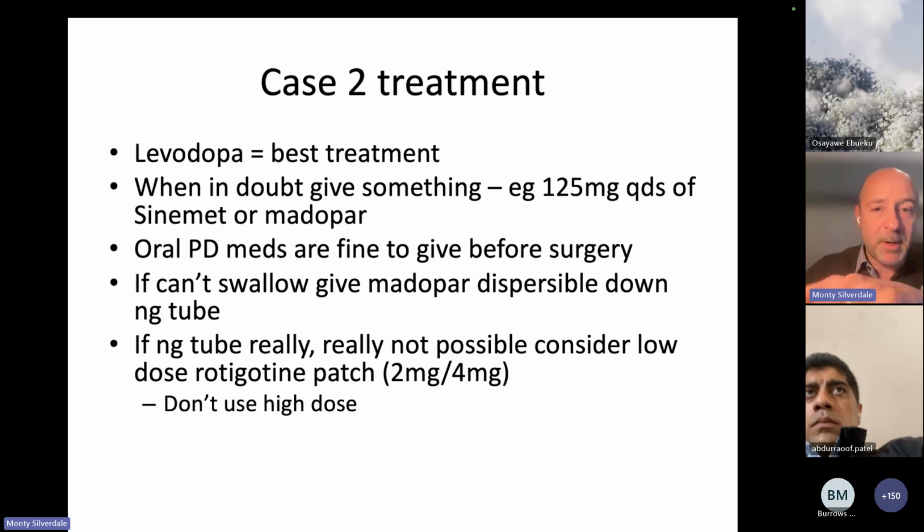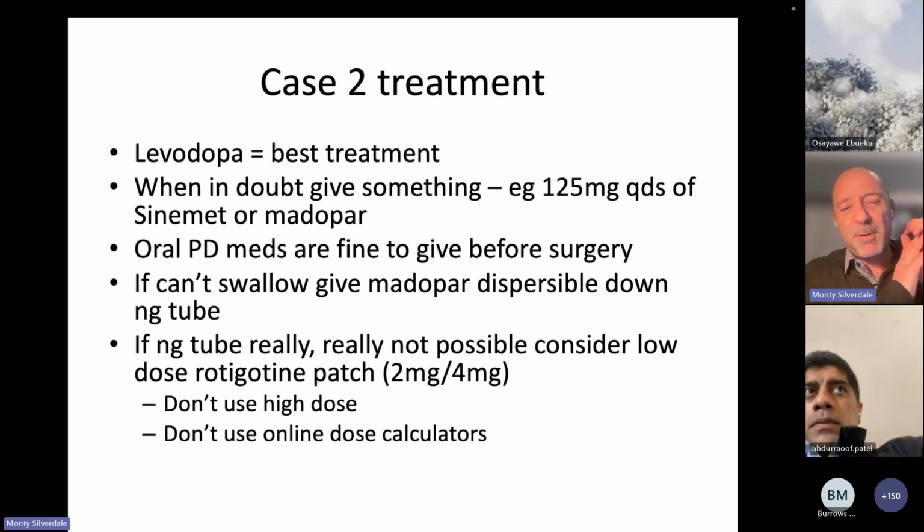Remember, this is the last resort. We've got all these other options above it. But if we have to use rotigotine, we can use 2 milligrams, which is basically the starting dose, or 4 milligrams. And really, please don't use these online calculators. We're trying to sort of get them removed.